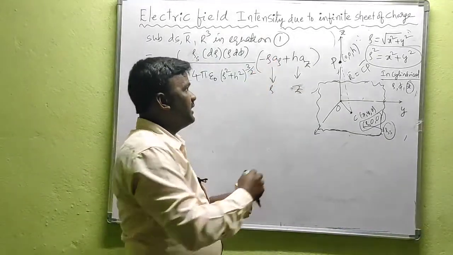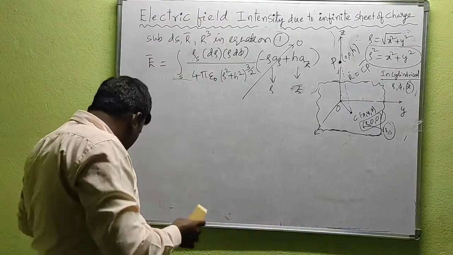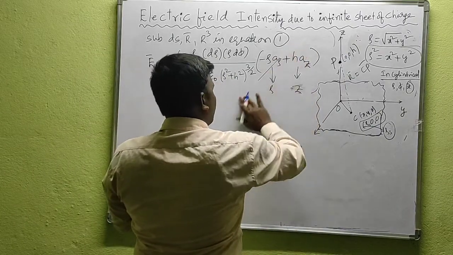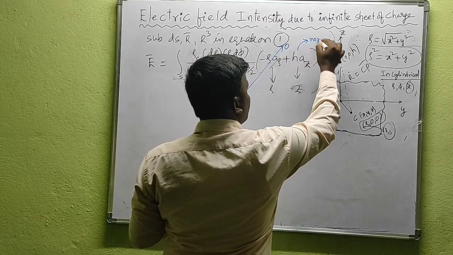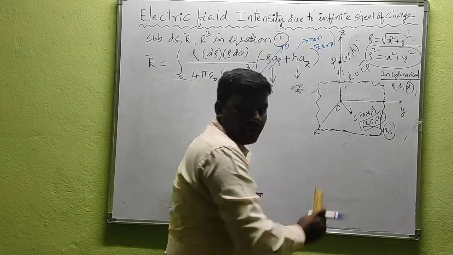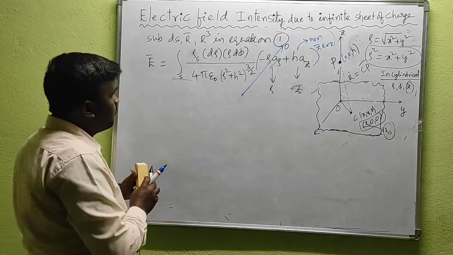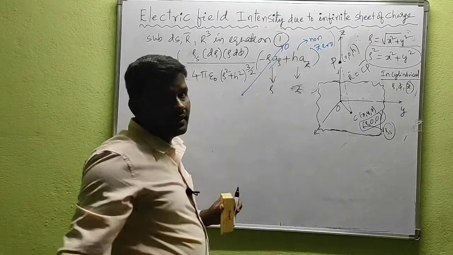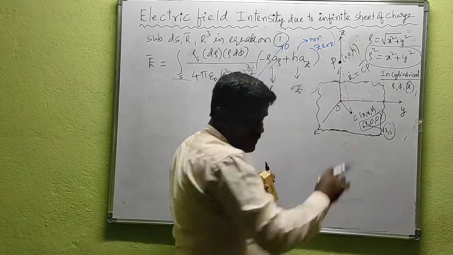This means this component should be 0, whereas this one is non-zero. It should be non-zero. Why? Our field component should be normal to this xy plane. Now why does this become 0? Why does this become 0?